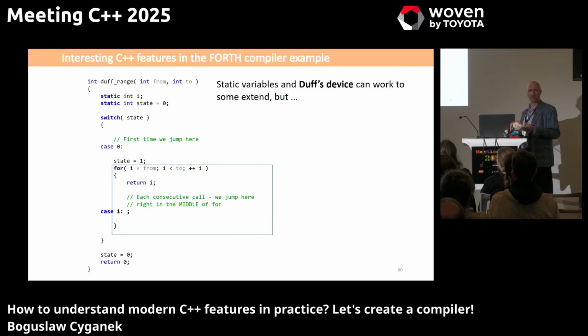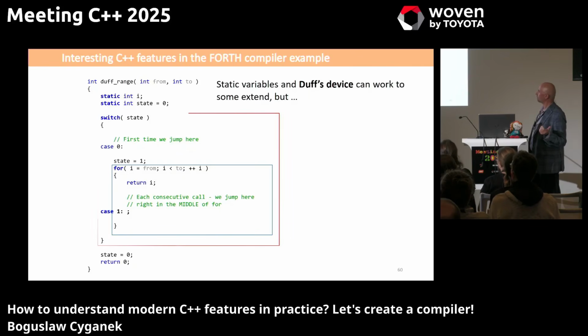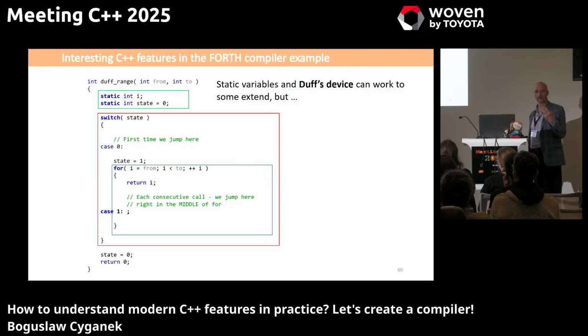Is it possible in C? Yeah, this is perfect code in C and even in C++. It's not UB. So how does it work? So we have switch and for, but this case 1 is inside for. And the key idea is to have statics here, 2 statics, 1 for the counter and the second to keep the state of this function.